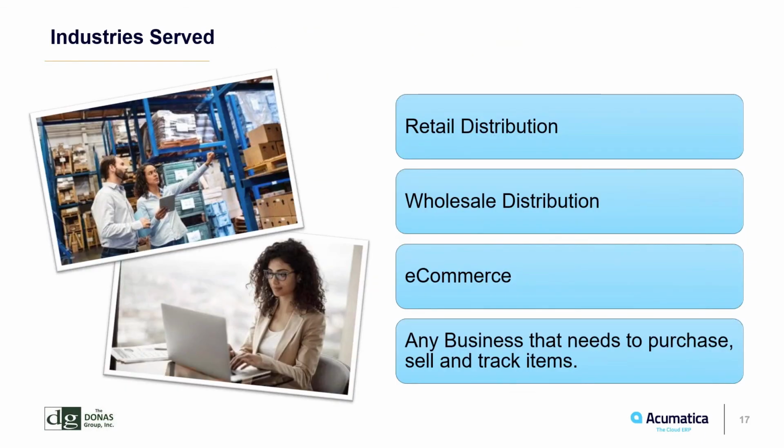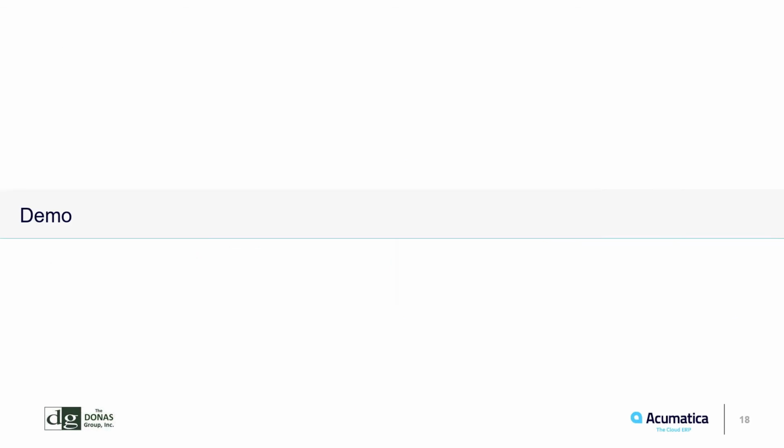Here you see distribution types served, but Acumatica Distribution Edition is designed for any business that needs to control what is most likely the largest asset of your business. Now I will hand over control to Bob, who will give you an overview of the distribution product.